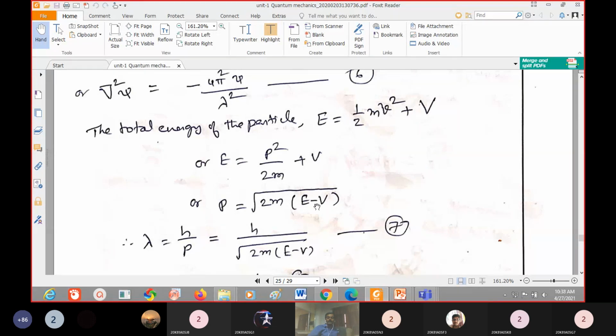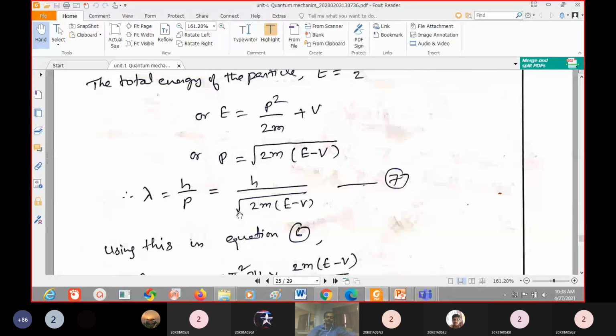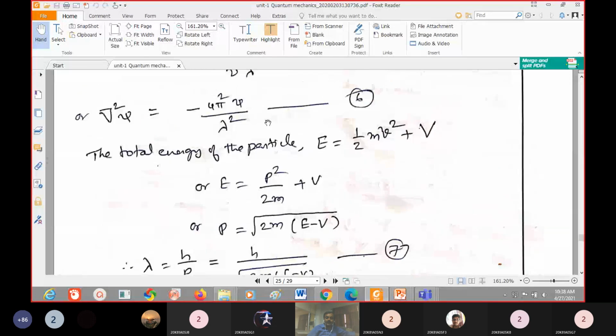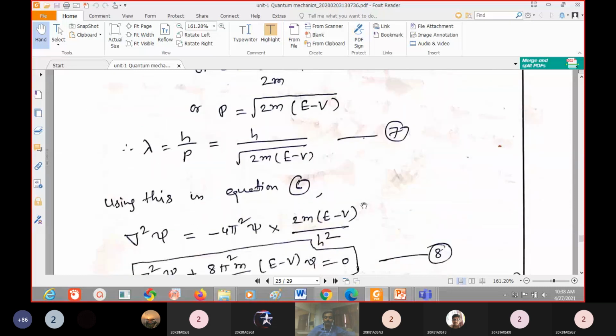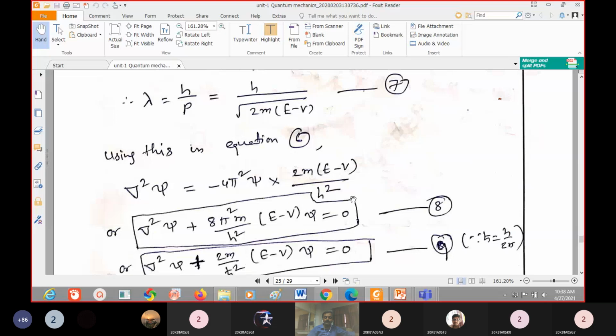We already know that the wavelength lambda is equal to h by p, according to the de Broglie relation. So the p value we know; substitute that p value here. So the final equation will be this. Now instead of lambda from equation 6, we are substituting the lambda value here. If you substitute the lambda value, we can get this equation.